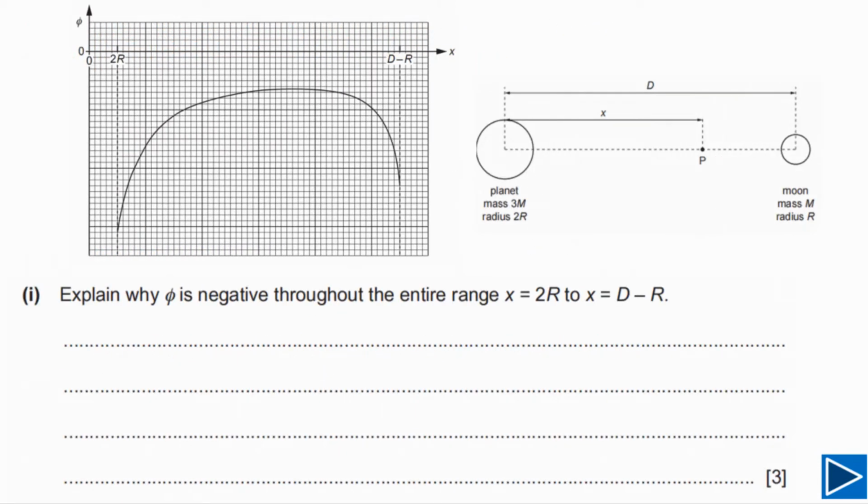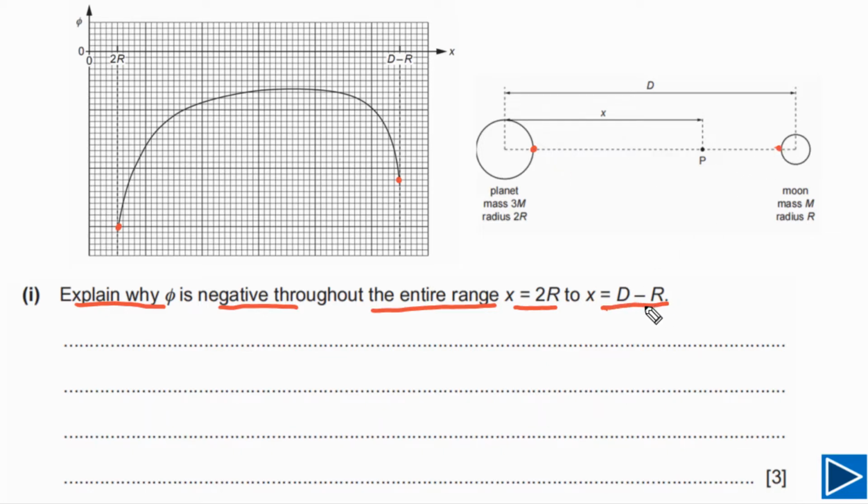In figure 2.2, the variation of potential with distance from the surface of the planet to the surface of the moon is given to us. And the question is asking us, explain why potential is negative throughout the entire range. x equal to 2r, starting from this point, to x equal to D minus r, means from the surface of this planet to the surface of the moon.